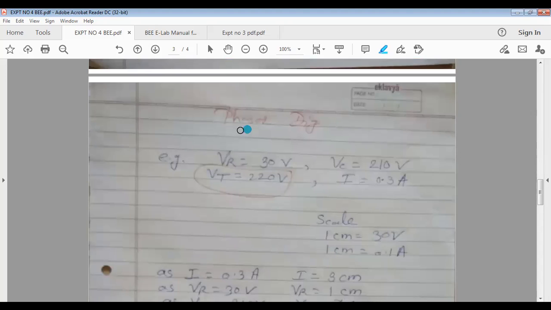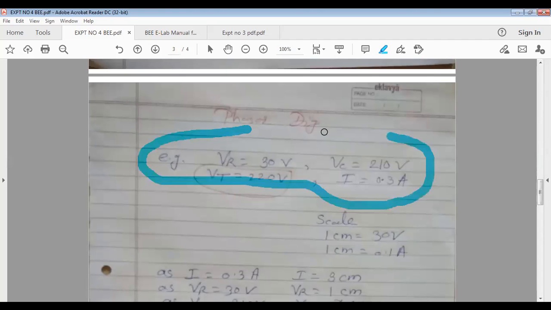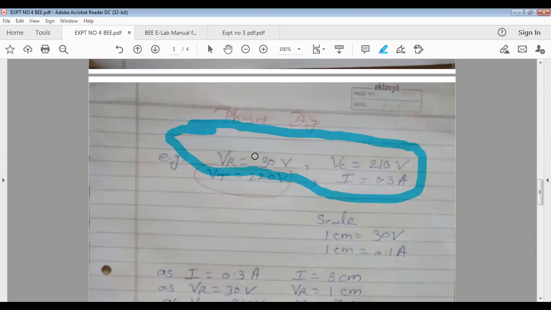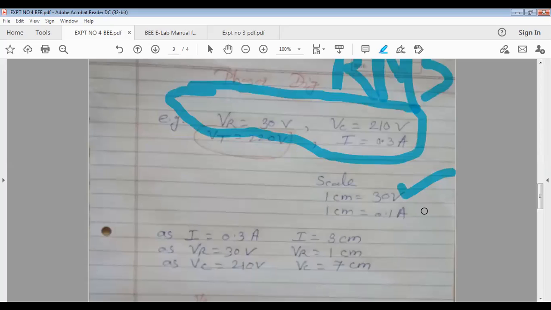Okay, now consider you got these readings. I have selected something different. Now you have to take the readings from the observation table. Why have I selected random values here? So that it is easy for me to explain with odd numbers. Consider I got VR as 30 volt RMS value. Here all values you have to take as RMS, not the peak. So VR is 30 volt, VC suppose I got 210 volt, and I suppose I got 0.3 ampere.